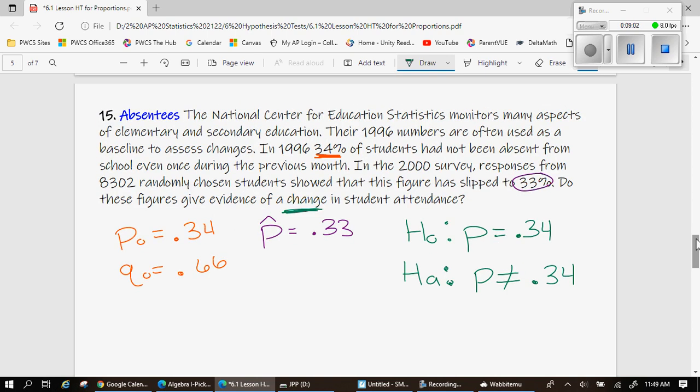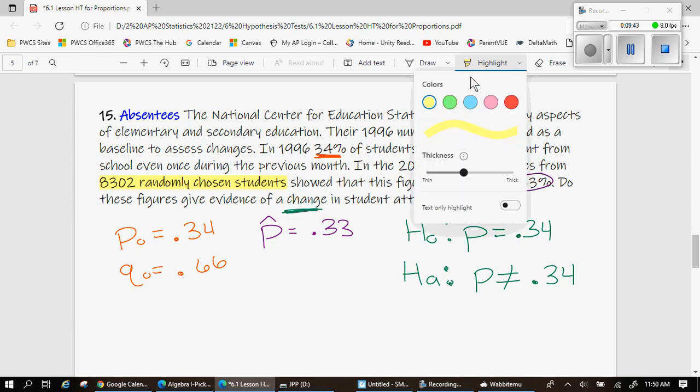We need to satisfy assumptions and conditions. The first one is random, and I am not going to write them all out today, but you should be writing them all out. This is something we've been doing now for a few weeks, so hopefully you understand that. We have randomly chosen students, so we have randomness. 8,302 is a lot of students, but in elementary and secondary education in the United States, that is certainly less than 10% of all students, and so we should have some independence.